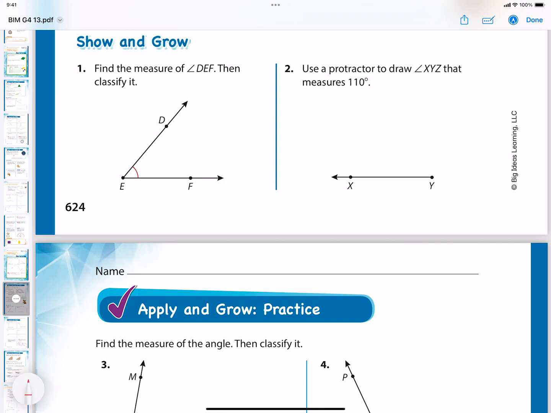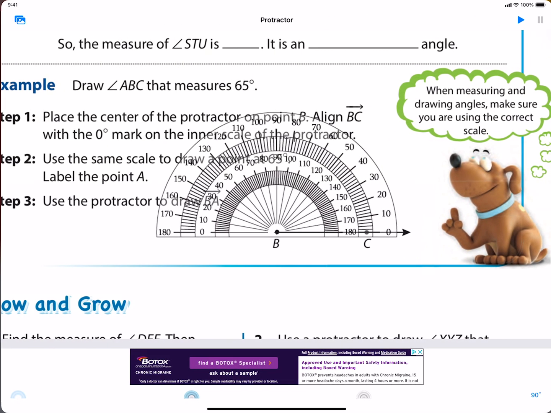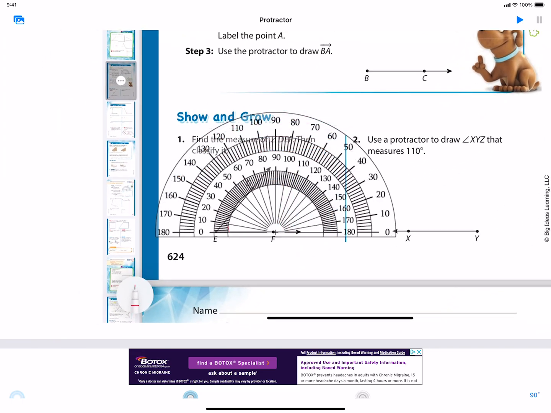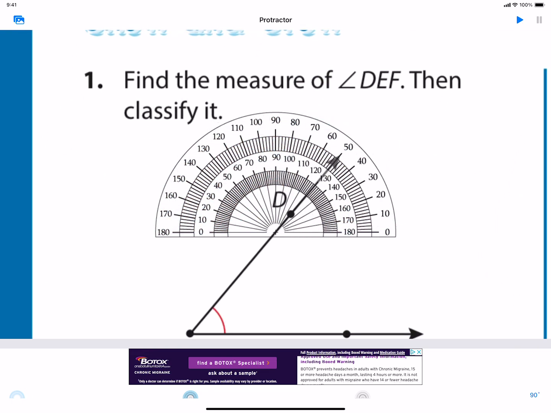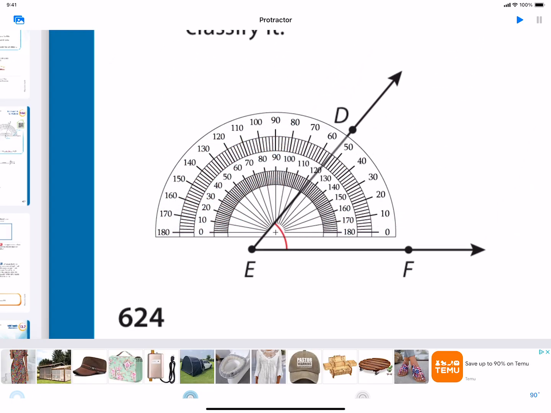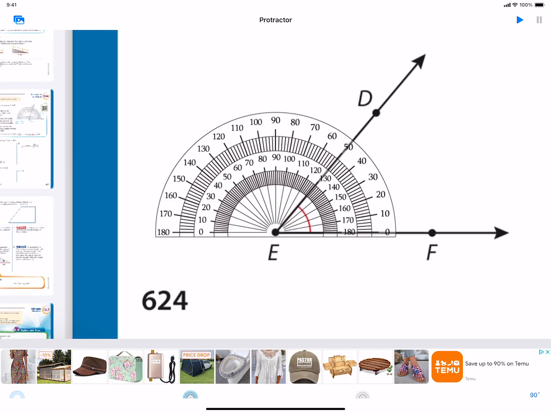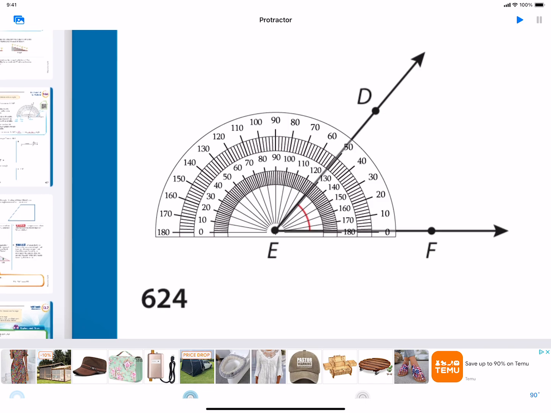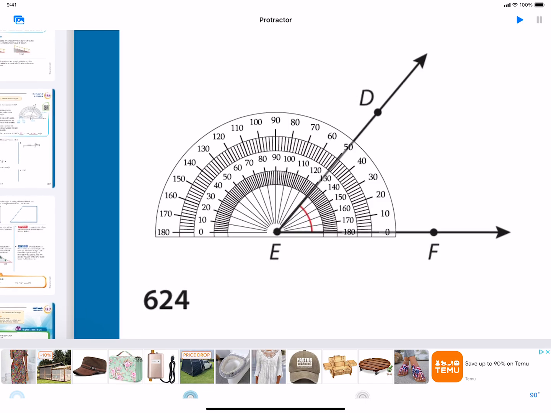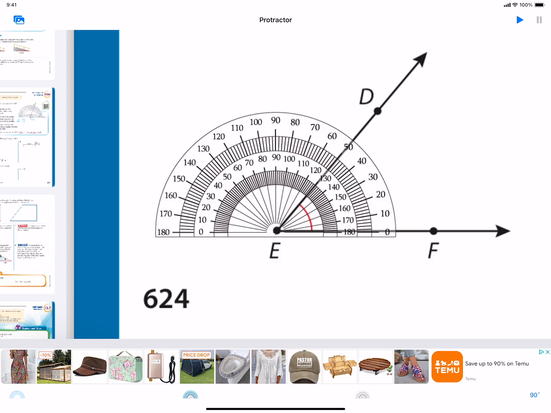Now here, guys, number 1. Find the measure of angle DEF, then classify it. Classify is easy because we know this is already acute. Okay, then let's measure it. Here, number 1. Please place your protractor on the vertex point, okay, vertex, and then you have to align the 0 degree mark.